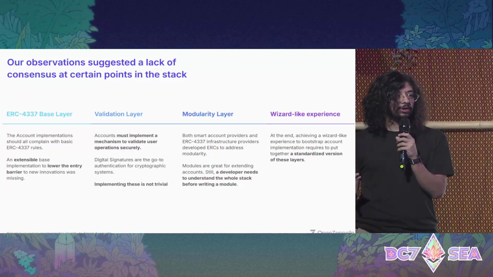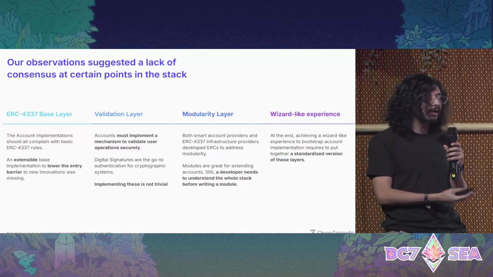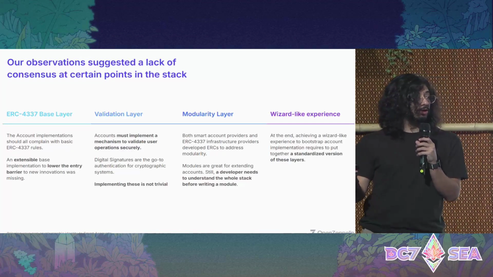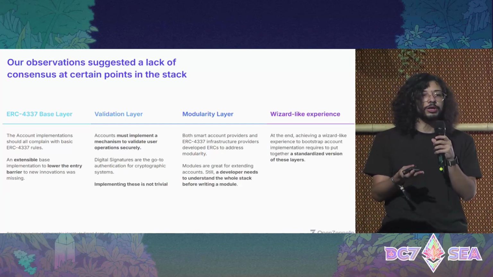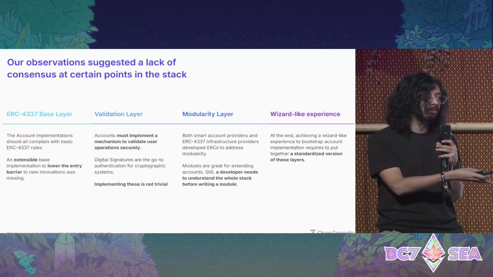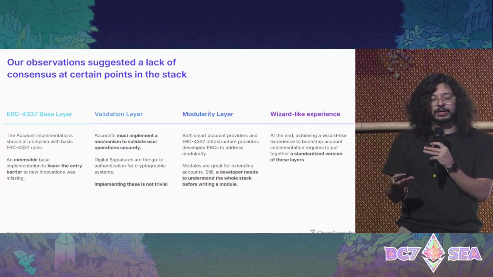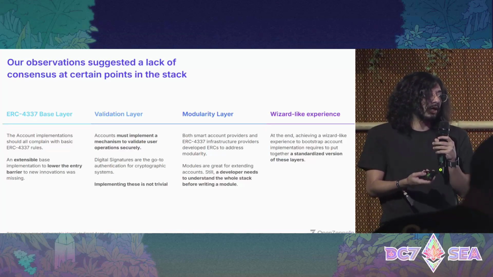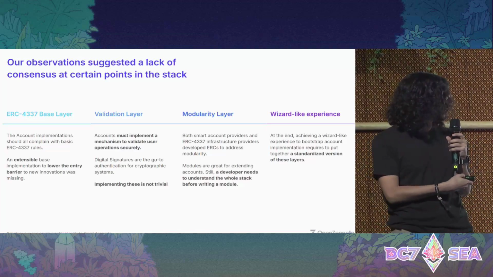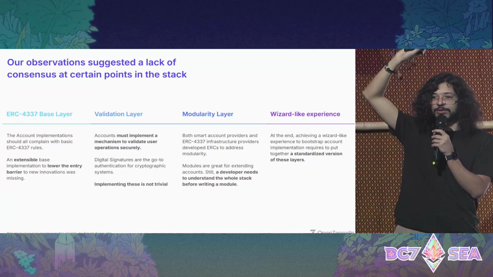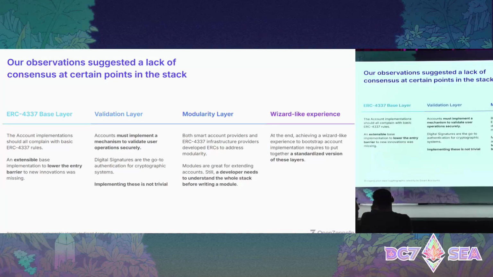Then there is another layer, which is the modularity layer, in which there are a couple of competing EIPs or standards. We think there is a lot of innovation coming and happening right now here. So we want to provide you a way of using either a custom validation mechanism on the previous layer and also a modularity approach if you want to. Finally, the idea is that we end up having a wizard-like experience. Who has used OpenZeppelin Wizard here? All right, so for those who don't have context, OpenZeppelin Wizard is our tool to build smart contracts in an opinionated way.